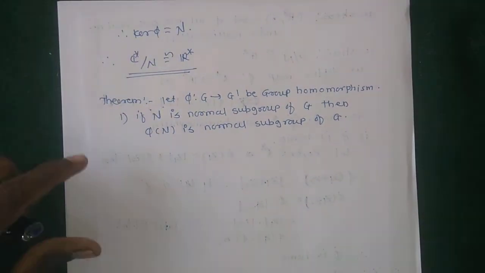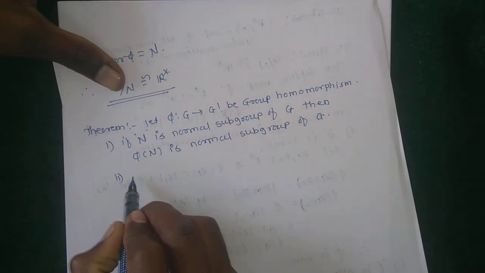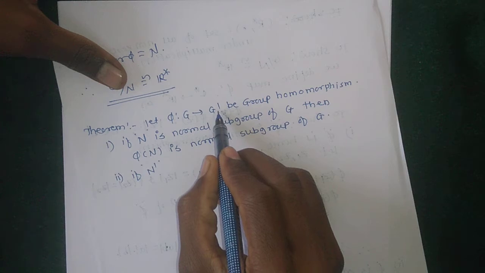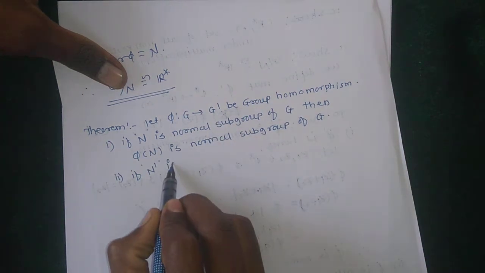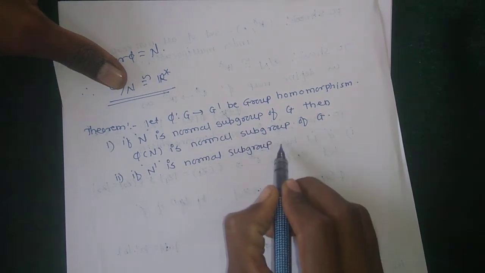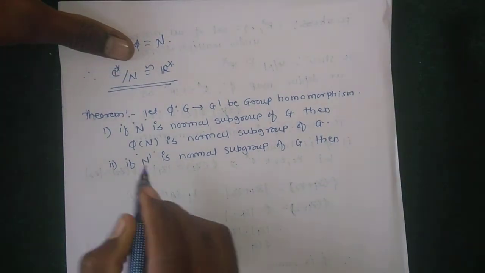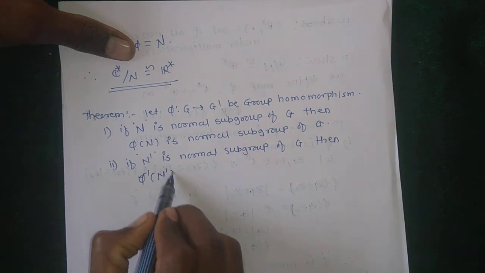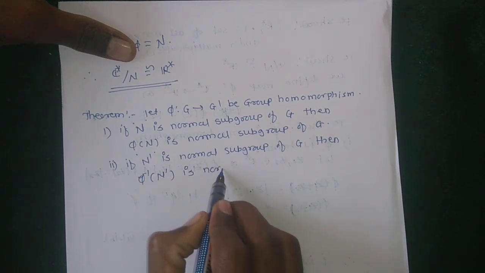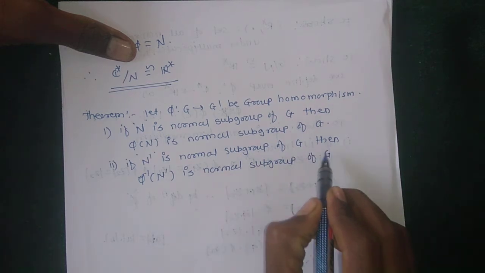And the second is: if N dash is a normal subgroup of G dash, then the inverse image of N dash, phi inverse of N dash, is a normal subgroup of G.